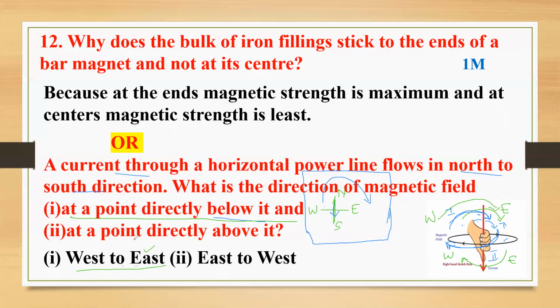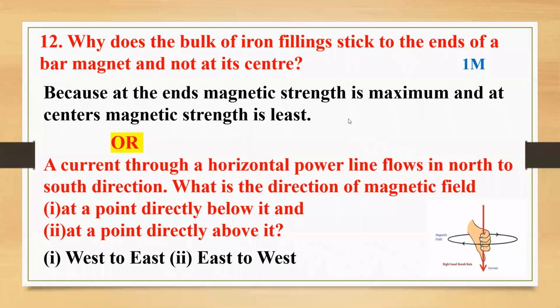Then the second case is point directly above the plane or above the page is east to west. Magnetic field will be east to west. Try to understand. You have to remember the directions properly and try to remember the right hand thumb rule. Easily you may answer. Got it? I hope you understood the concept. We'll move to the next question.